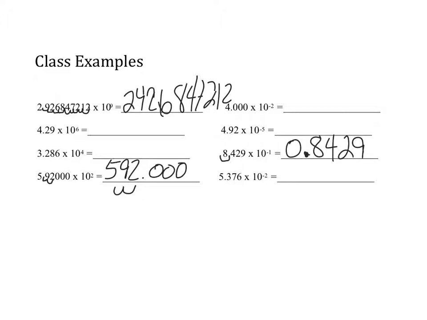Let's look at the one right above it this time, though. 4.92 times 10 to the negative 5.